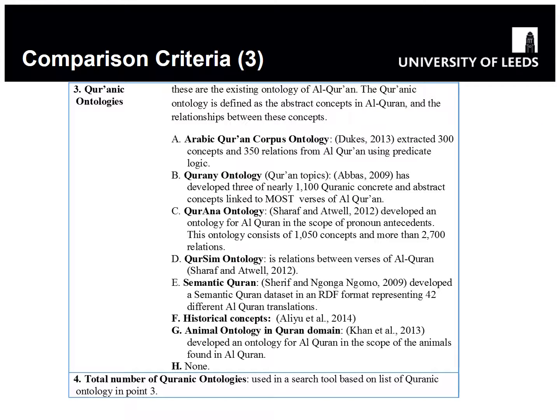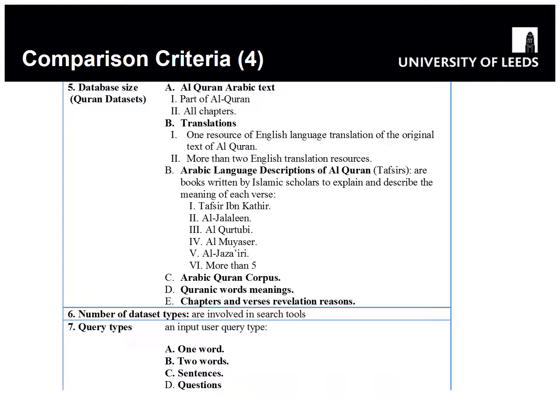Third one, does this search technique use ontology or not? How many Quranic ontologies are used? The total number of Quranic ontologies, and then database size.